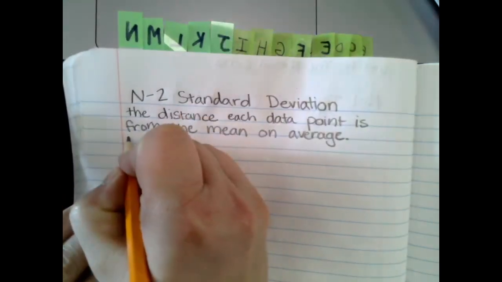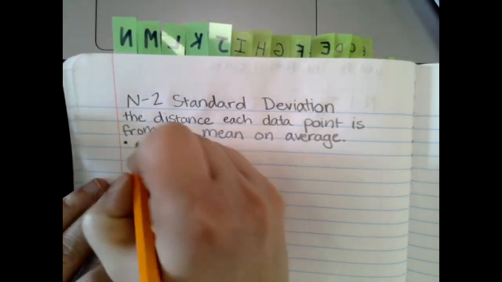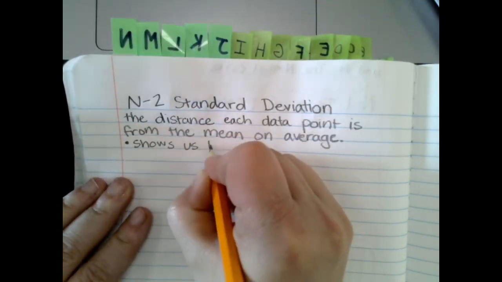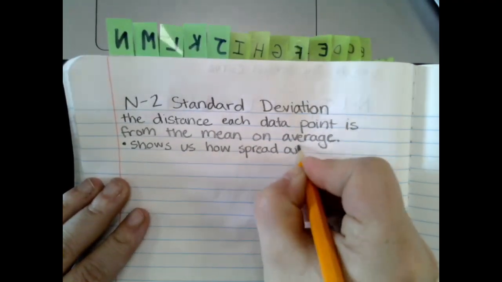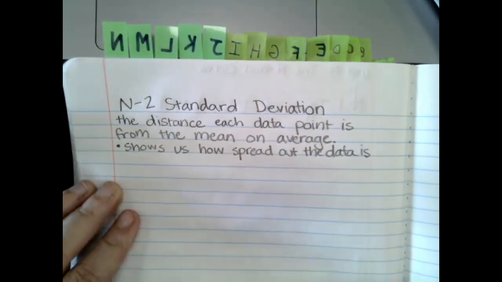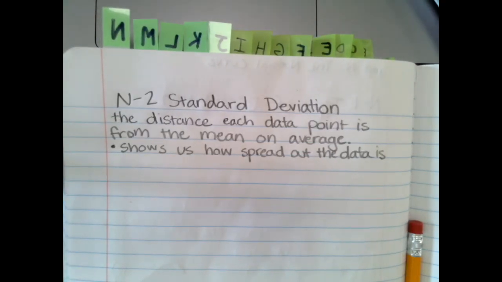Okay. Kind of the other part that's important to remember about this is it shows us how spread out the data is. Okay, it shows us how spread out the data is. So if we have a large or a bigger number for standard deviation, that means our data is really spread out. If our standard deviation is really small, that means our numbers are really close together. Okay, so it's how spread out that data is.